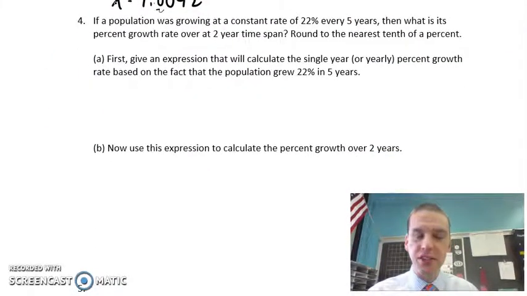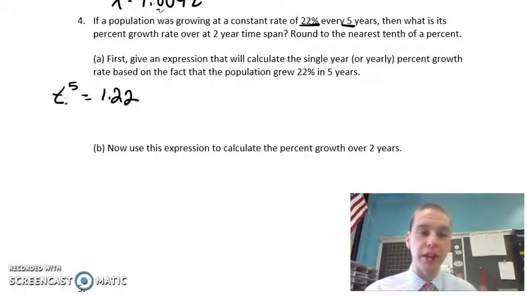So we're done with wombats. Let's look at number 4. Let's look at a different example here. We have a population that's growing at a constant rate of 22% every 5 years. So over the 5-year span, we've grown 22%. Let's first try to find the single yearly growth rate. So I know that t to the 5th has to equal 1.22. Why do I know that? T to the 5th is the rate over the 5 years. And I want to know a single year, and therefore I just want to know t to the 1st. Well, how do I get t to the 1st? We just talked about that. We raise it to the 1/5.